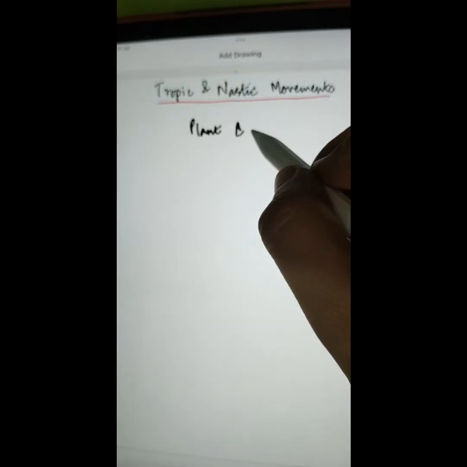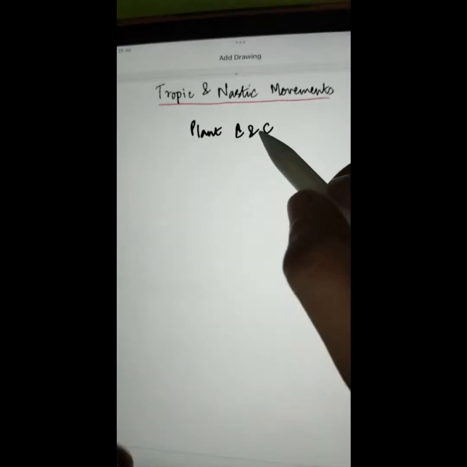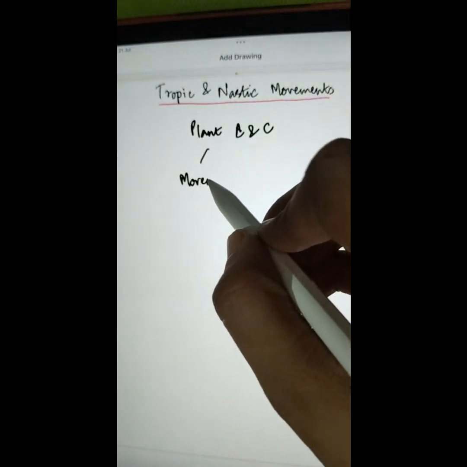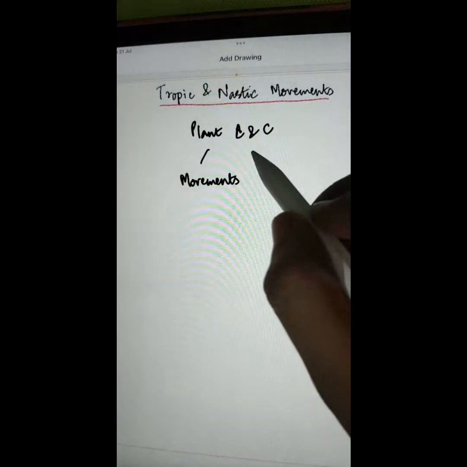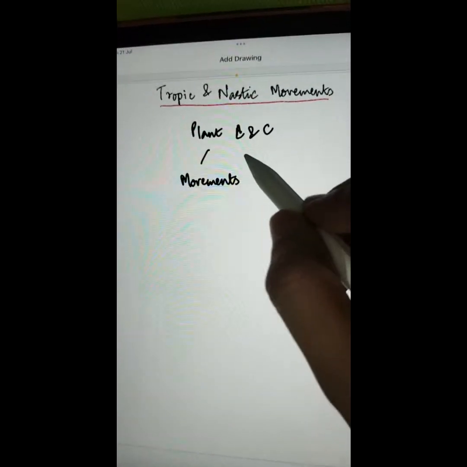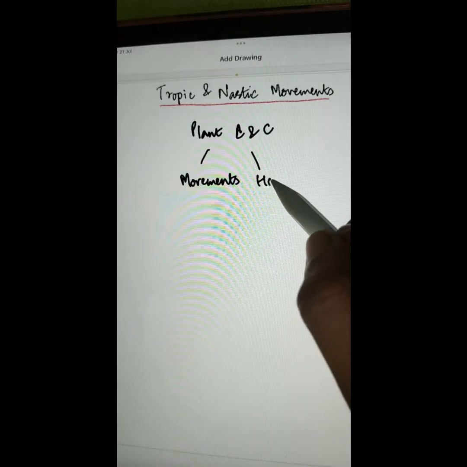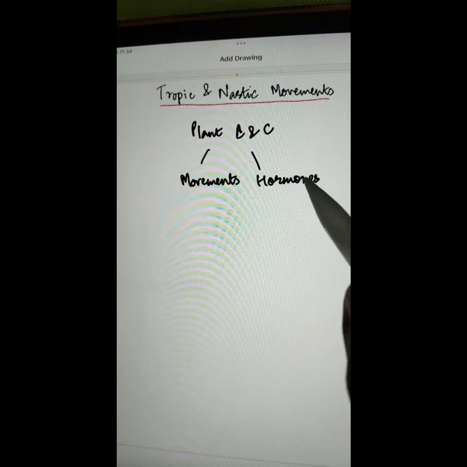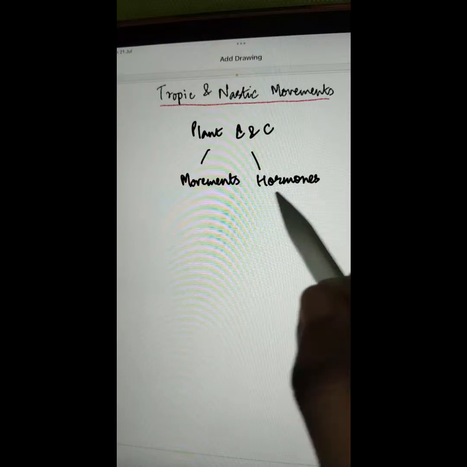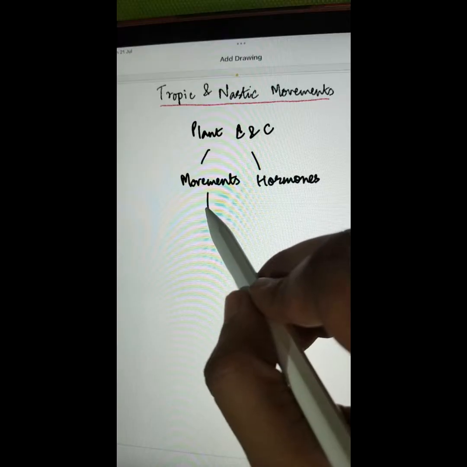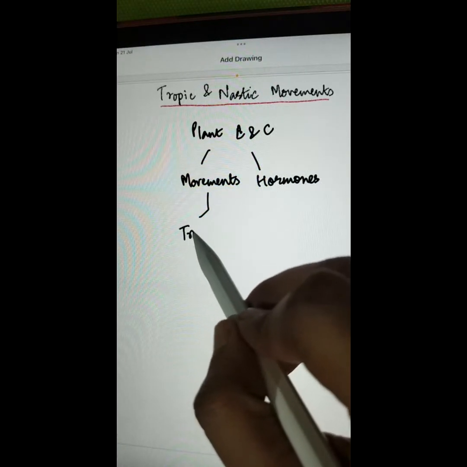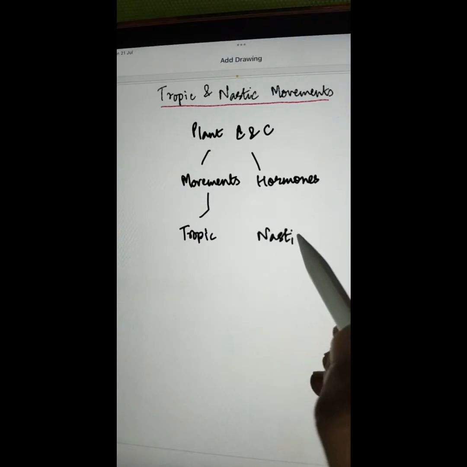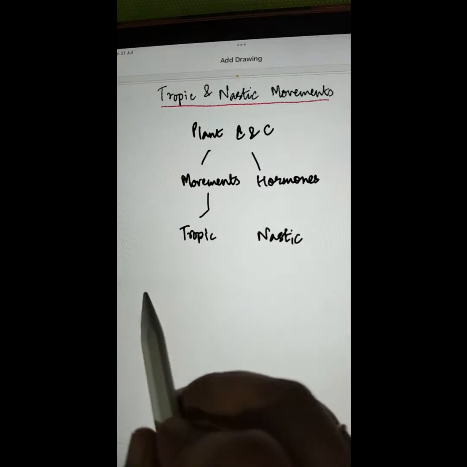Plant control and coordination, CNC, means plant control and coordination. It occurs in two ways. One, the movements, which are tropic and nastic movements, and another is through hormones. Hormones, as I said, we have done already. You can watch a video on it. So movements in plants could be tropic movements or nastic movements. You should know the difference between these.